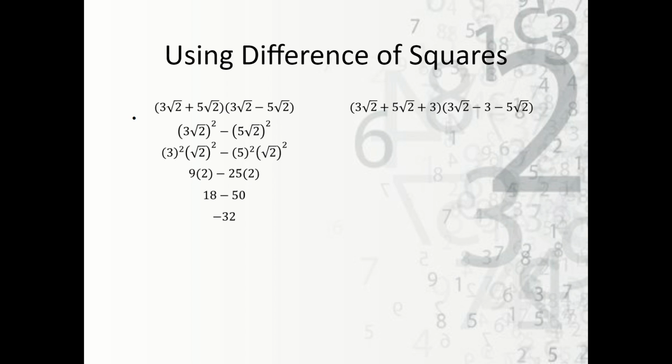So this is a simple way to solve without having to actually FOIL this and then multiply everything out and combine and everything. So this is just a simpler way to do it in fewer steps.